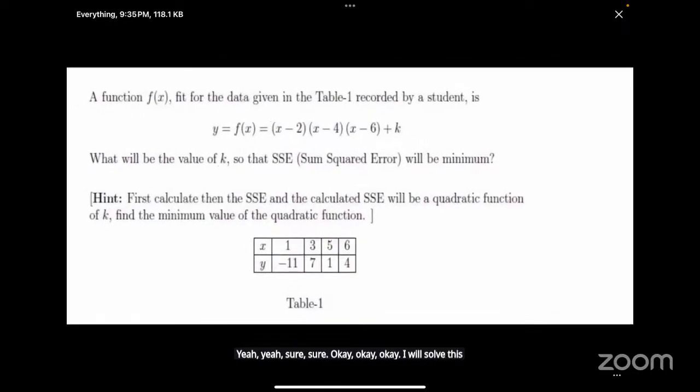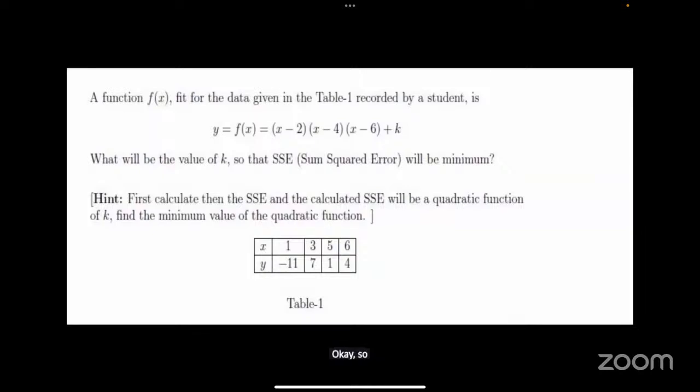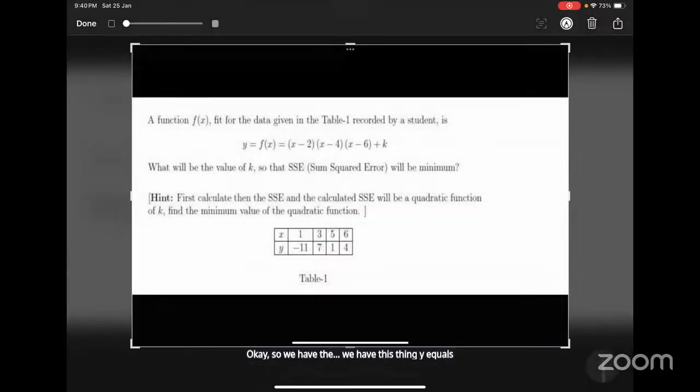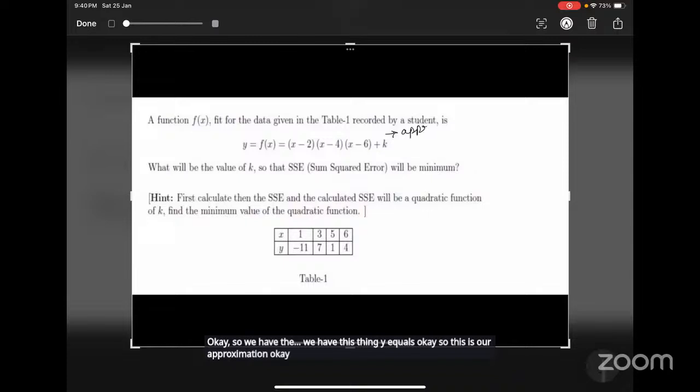So let us start from this. Okay. So we have this thing, y equals f(x). So this is our approximation. And this is our exact value.